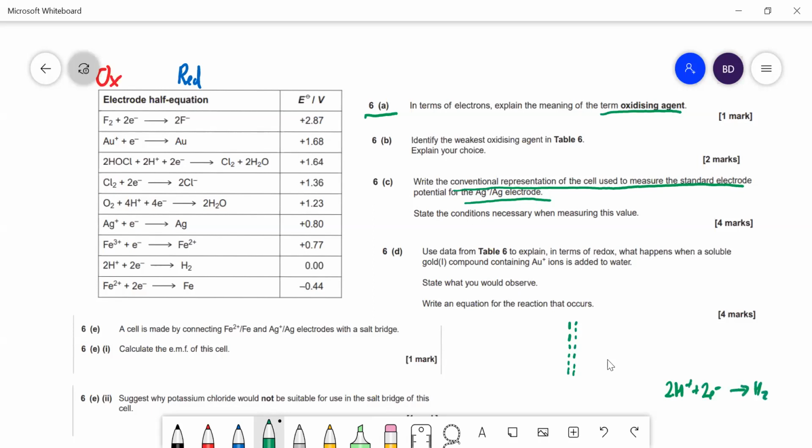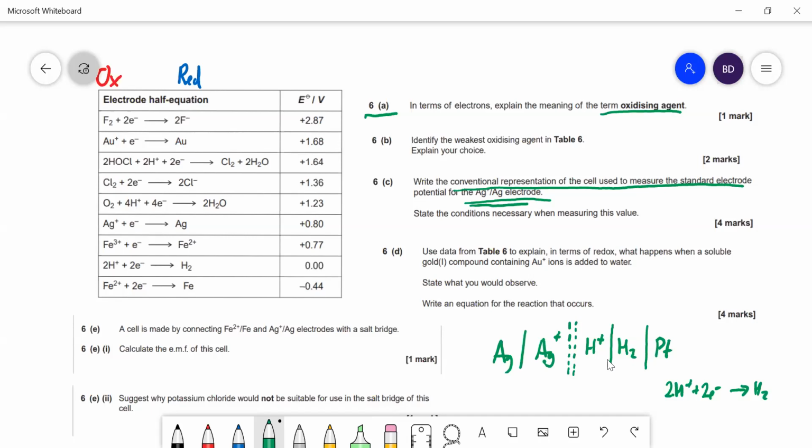So the oxidized form is the H+ ion, so that's going to go there. H+. Now we need to draw a phase change because we're going to have a gas next. Hydrogen is the reduced form, and we'll also need platinum. So another phase change, and we've got Pt there. Right, so we need to connect that to the electrode of interest, which is the silver electrode. So oxidized form there, and the reduced form there. Phase change because you've got silver ions and silver metal.